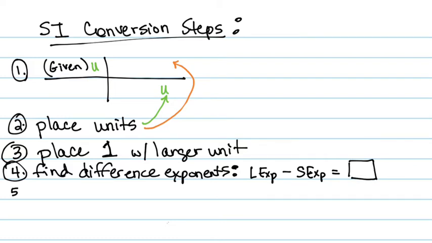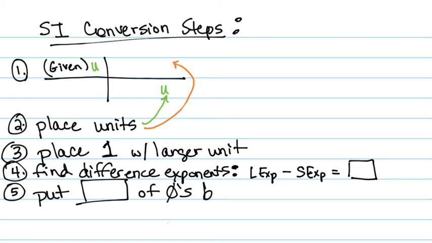Okay, step number 5. By the way, in step 4, even if you got the smaller and larger backwards and you came up with a negative number, I'm only concerned about the actual numerical value, not the plus or minus that is in front. So step number 5, we will put that number of zeros behind a 1 with the smaller unit.